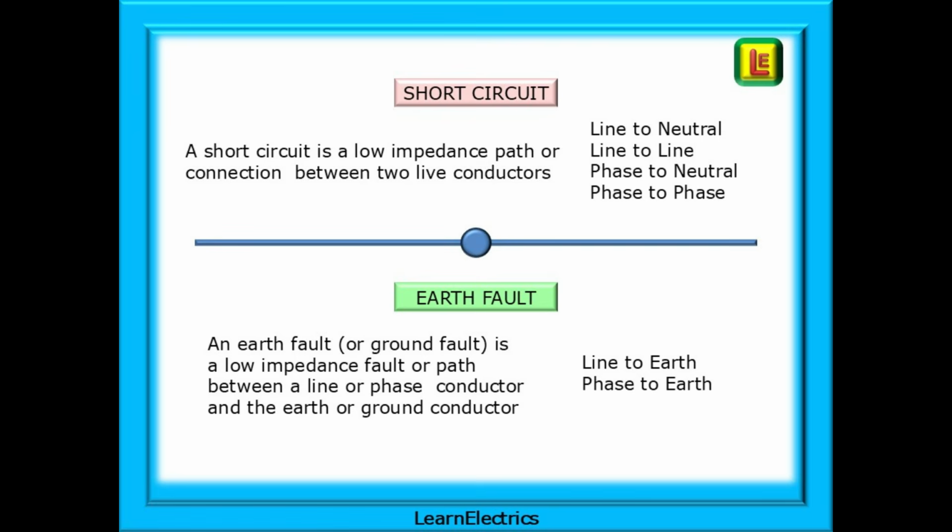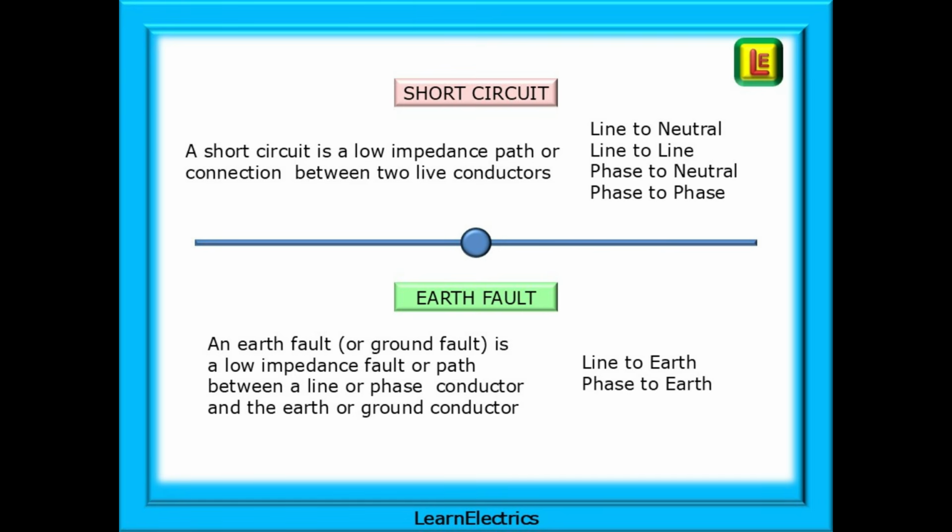A short circuit is an unwanted low impedance path or connection between two live conductors, such as line and neutral, or between phase and neutral. In three-phase installations, we can also have a short circuit between two or more line or phase conductors.